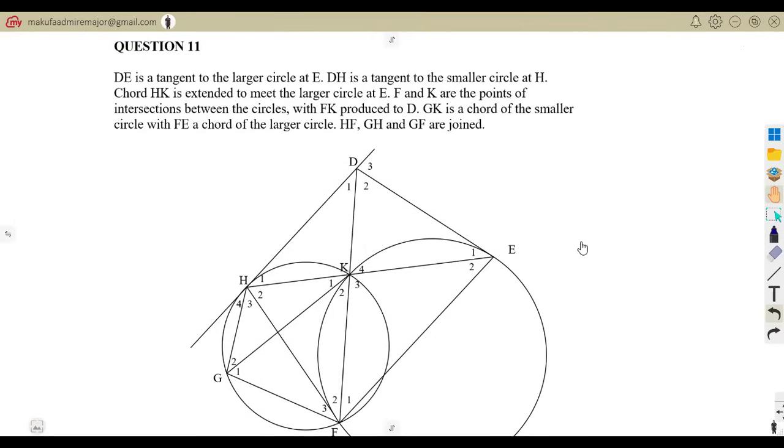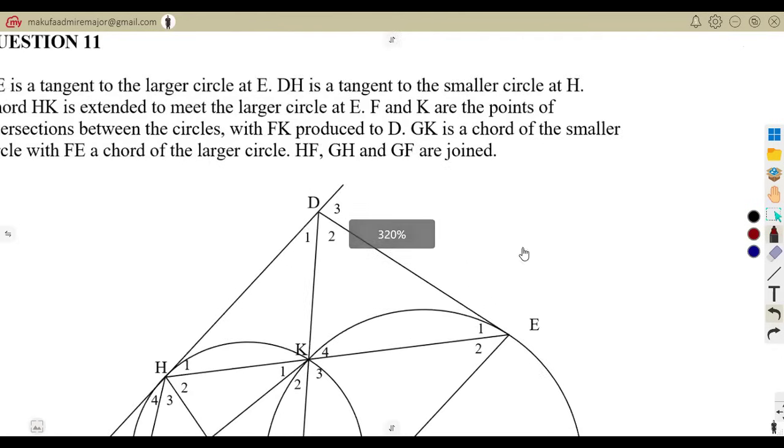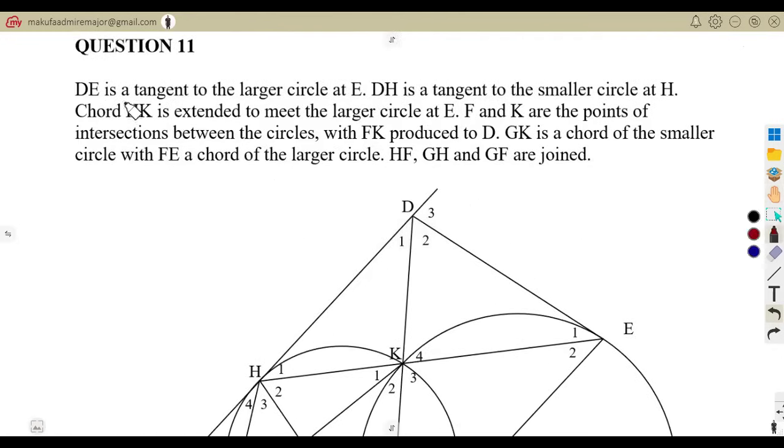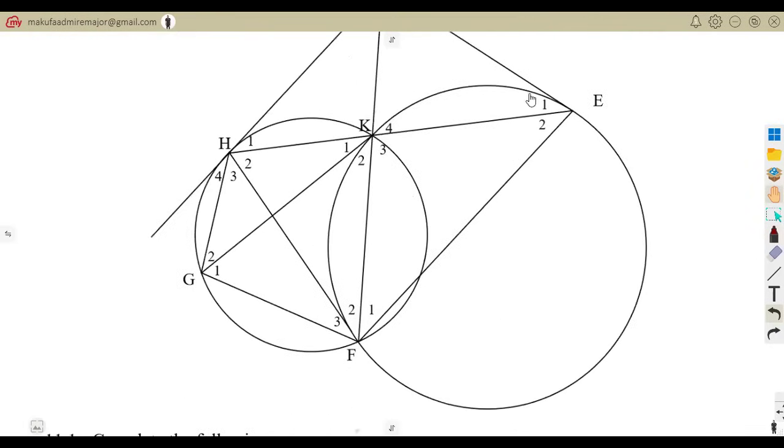All right, on question number 11, this type of question, guys, you just have to study and understand the information that you're given. There we are given, DE is a tangent to the larger circle at E, then also DE is a tangent to the smaller circle at E. So read your information and also see, according to this information, these two circles intersect like what we can see. All right, this is what we have, guys.